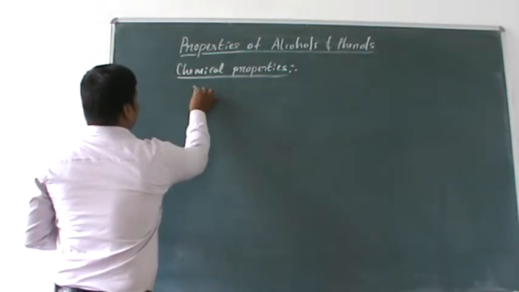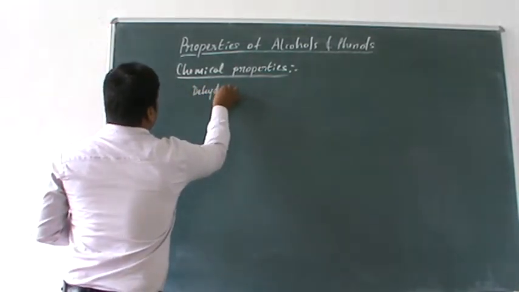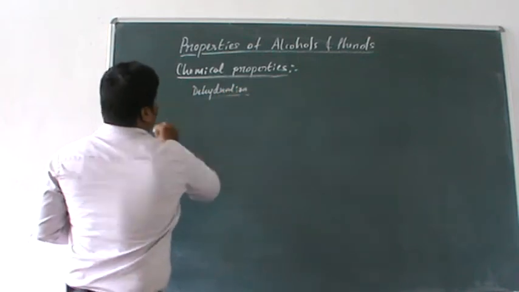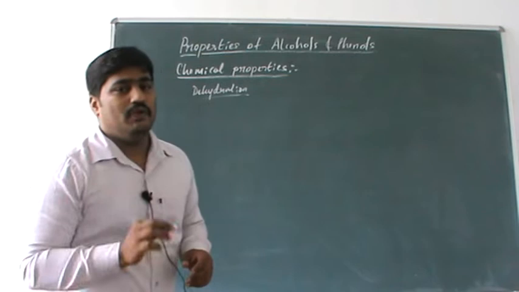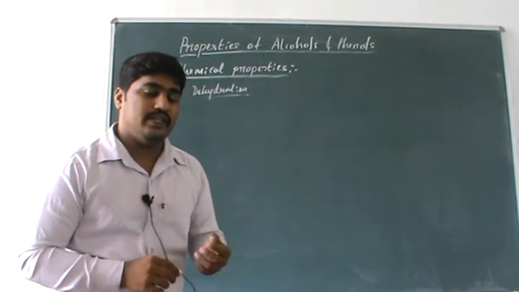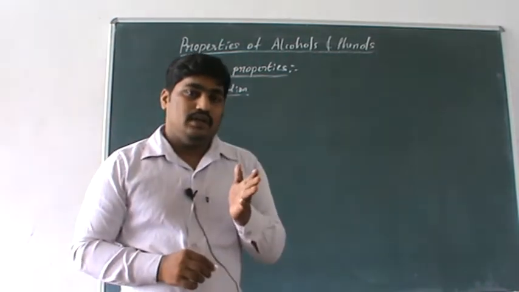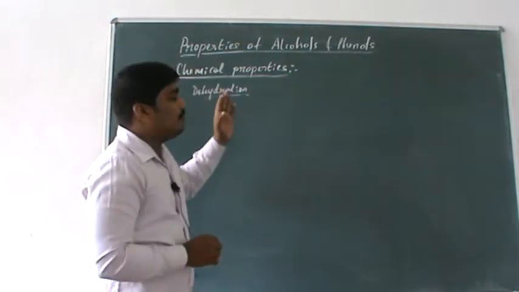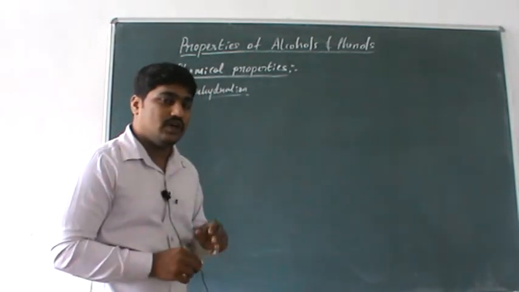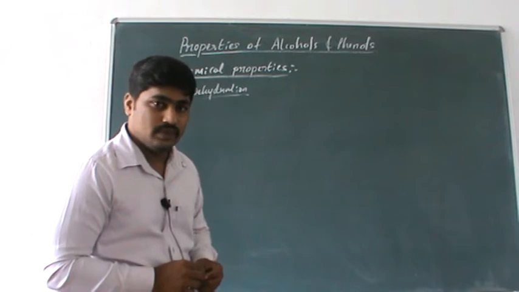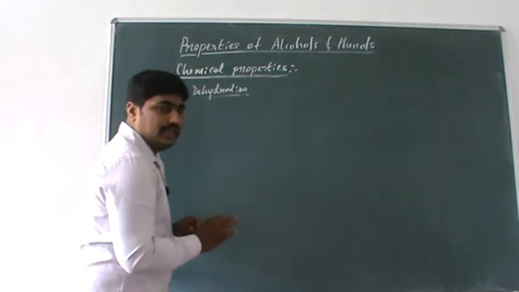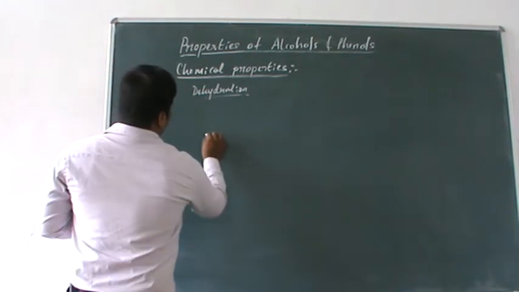In the dehydration, we observe one important thing: what is the tendency, or what is the order of the alcohols towards this dehydration process? What is the order of dehydration of alcohols? The order depends upon the degree of the alcohol.